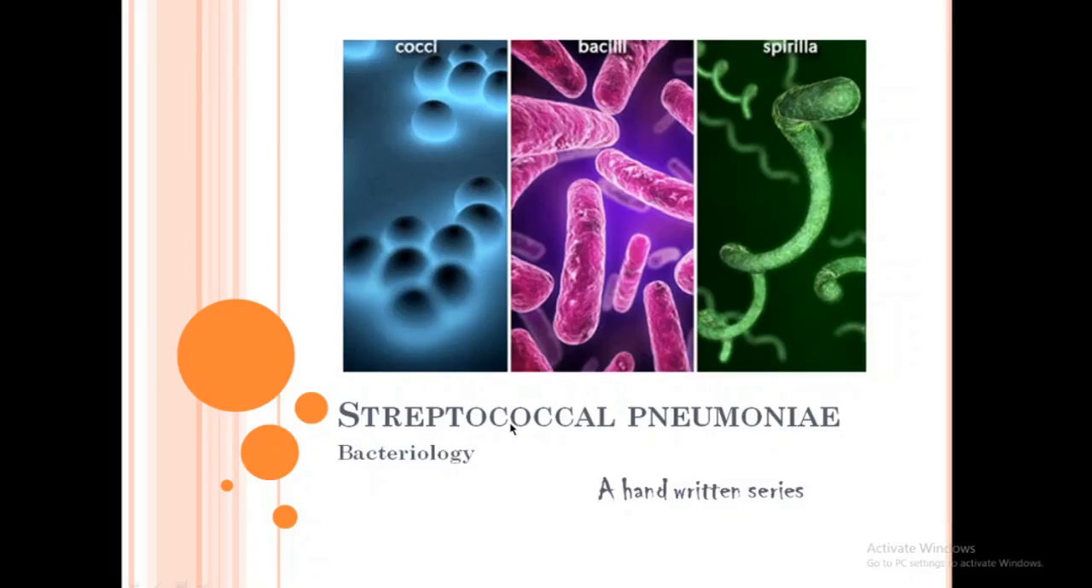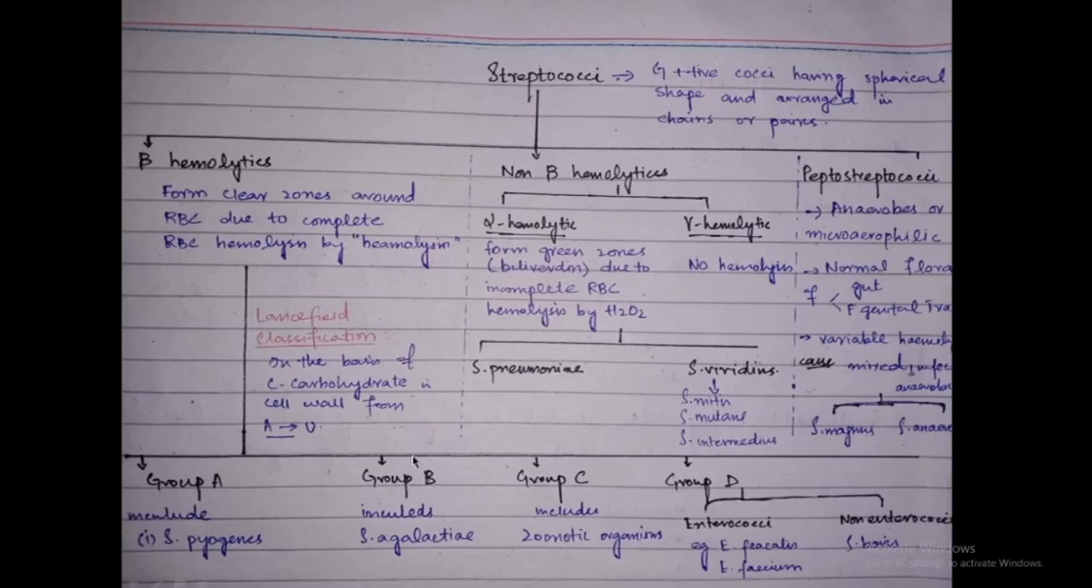Today we are going to study Streptococcus pneumoniae, part of a handwritten series on bacteriology. Let's start. First we will see the location of Streptococcus pneumoniae in the streptococcal classification. Here we can see that it belongs to the alpha hemolytic group of non-beta hemolytic streptococci.